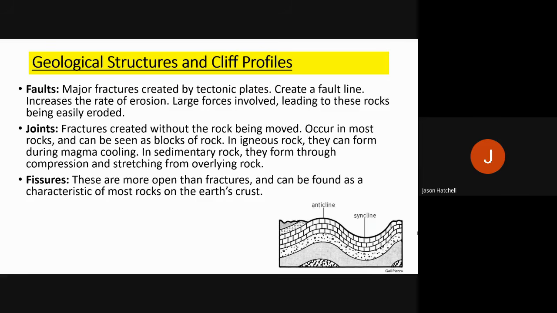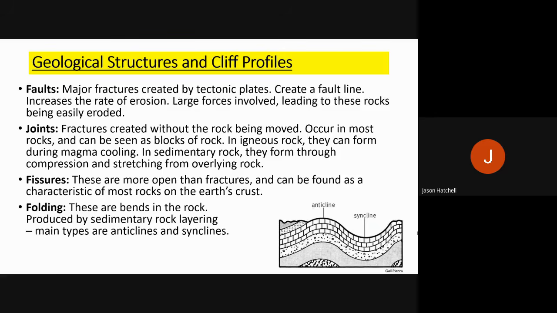We've also got fissures. These are more open than fractures, so these are more open than joints and faults, and can be found as a characteristic of most rocks on the Earth's crust. So fissures are very deep, open ravines in rock. They're deeper than joints and faults.